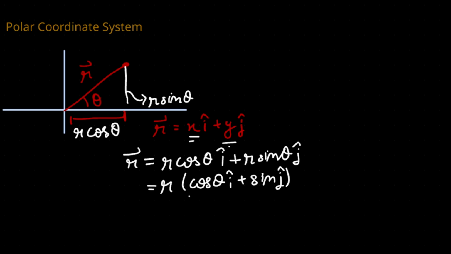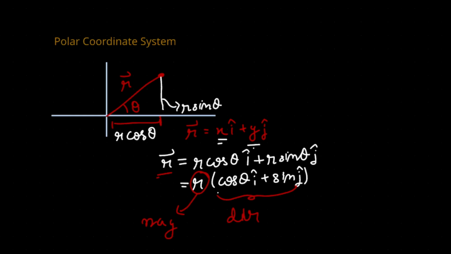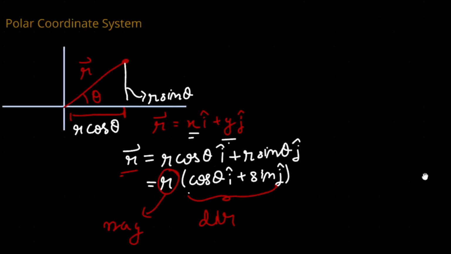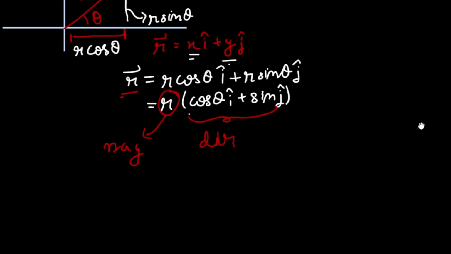What does that even mean? See, this thing, oh okay, this thing is actually the magnitude of the position vector, and this is actually the direction of the position vector, isn't it? Isn't it the direction and the magnitude? Obviously this is the magnitude and the direction.